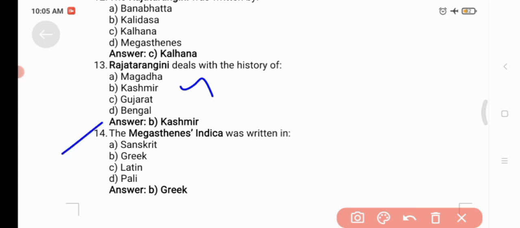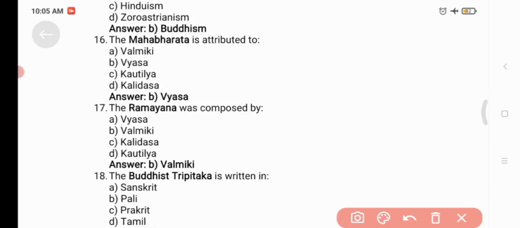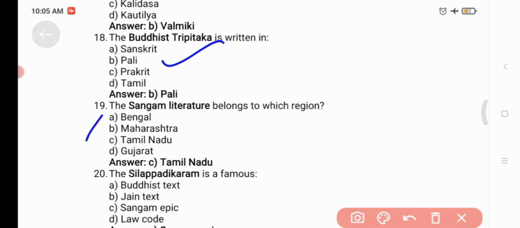Megasthenes' Indica was written in option B, Greek. The Jataka tales belong to option B, Buddhism. The Mahabharata is attributed to option B, Vyasa. The Ramayana was composed by option B, Valmiki. The Buddhist Tripitaka is written in option B, Pali. The Sangam literature belongs to which region? Option C, Tamil Nadu.